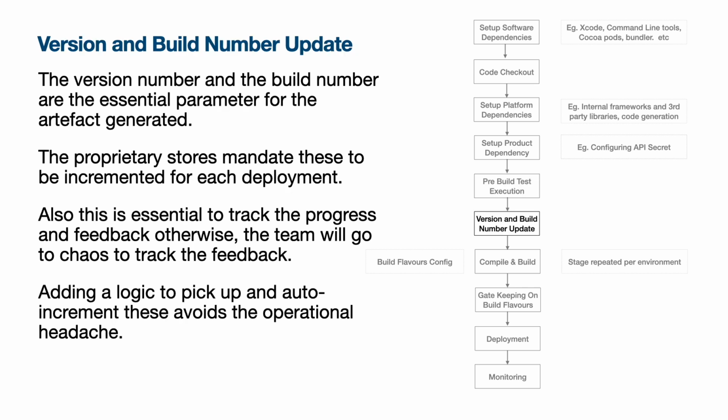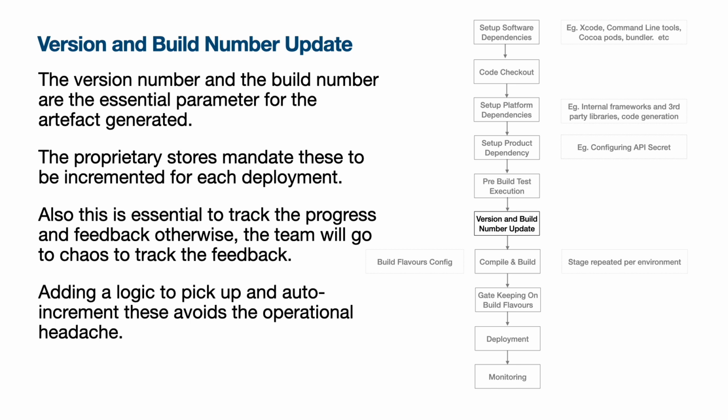The next stage is version and build number update. So in mobile, these two parameters are very essential because this also is an app store requirement, where the version number signifies what the app version is from an app store point of view, and the build number is more towards how many builds have been released in this version number.